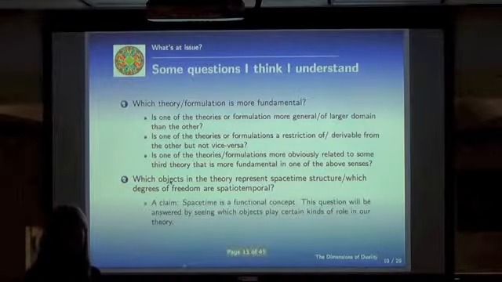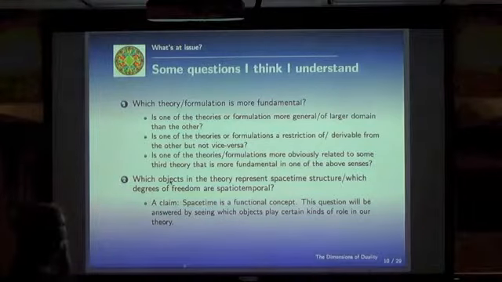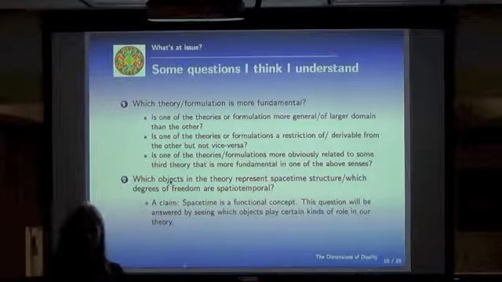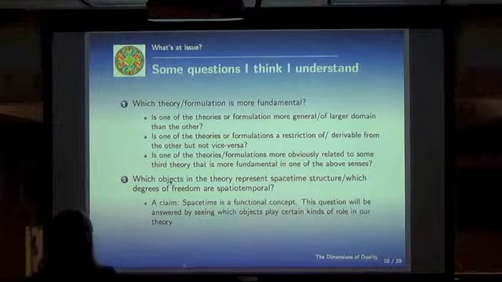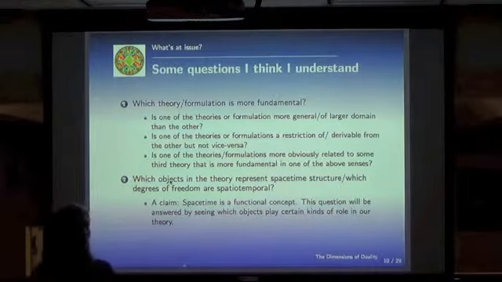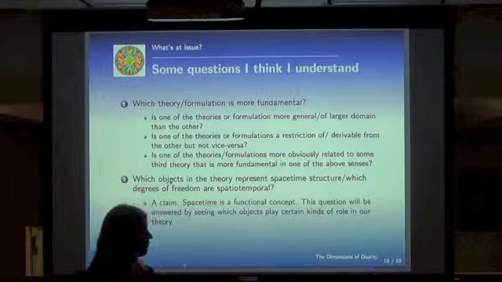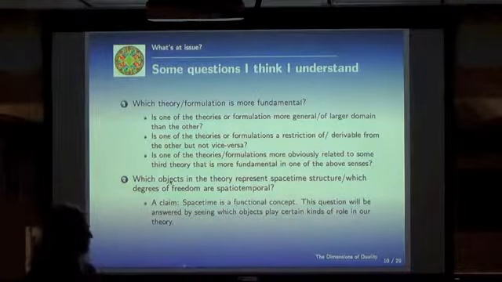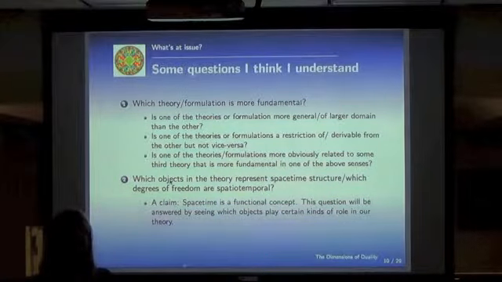The reason I think I can make sense of that question is that I think space-time is a functional concept, right? So how you answer questions about which objects represent space-time structure is you dig around in your theory and you look at which objects play a certain kind of role. And if they play a certain kind of role, they're space-time, and that's it. Case closed. No deep metaphysical meanderings.